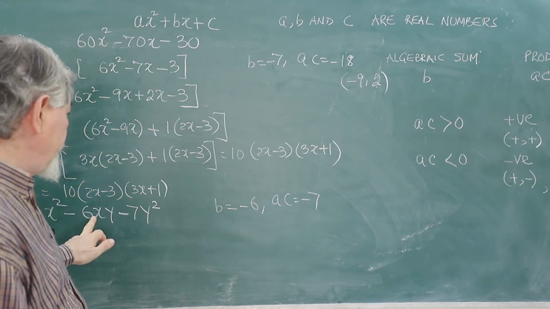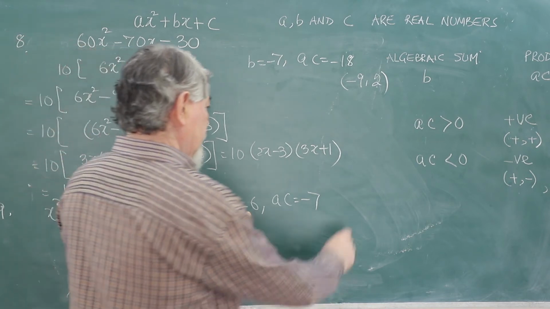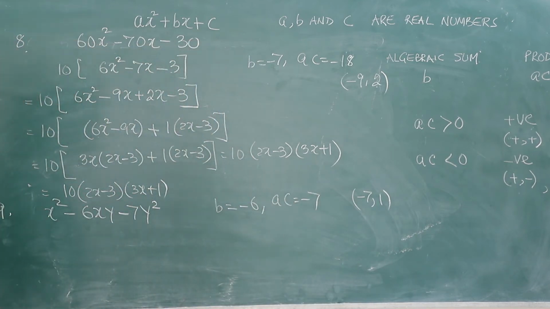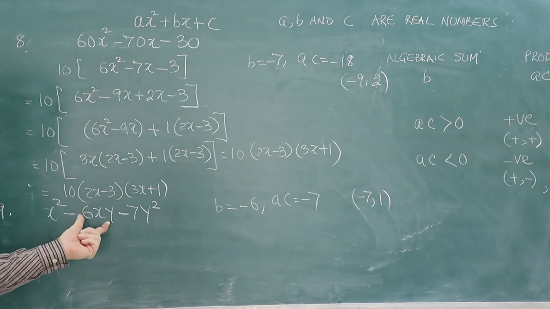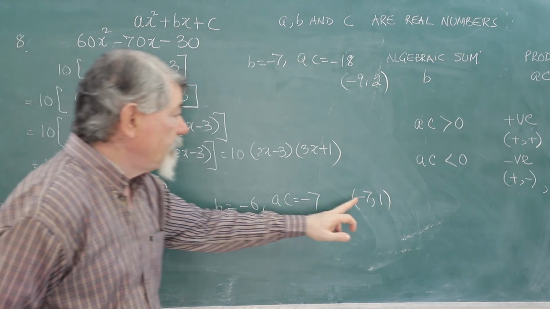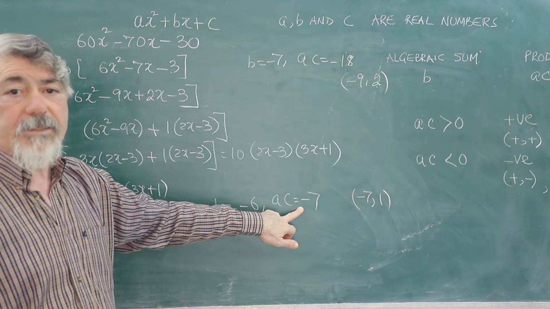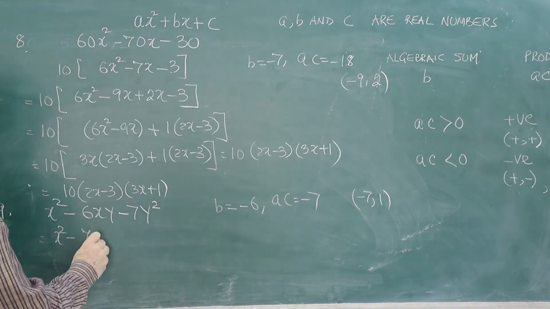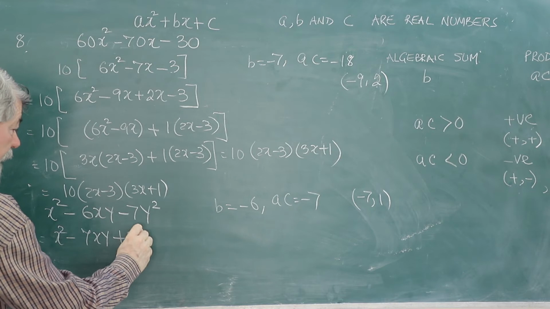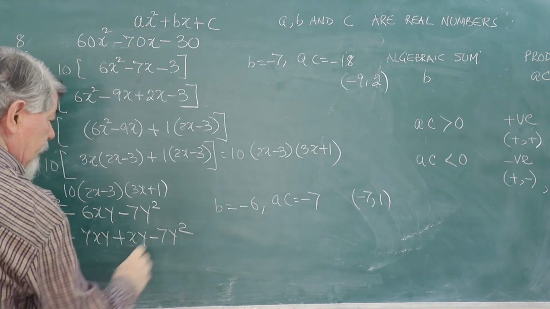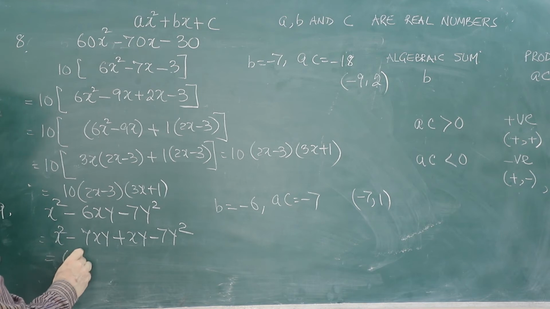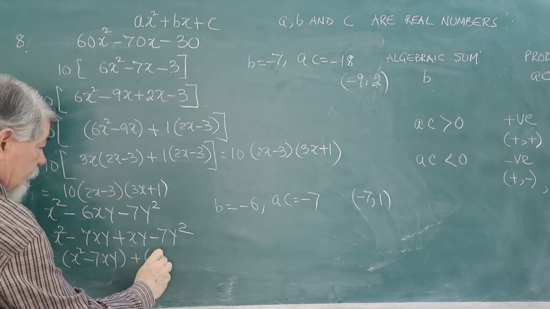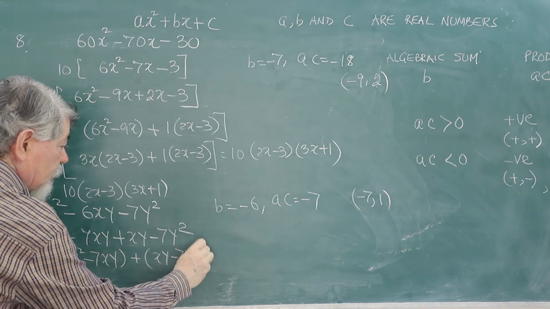Now I want to get minus 6, so I can write minus 7 and 1. Why did I pick minus 7 and 1? Because minus 7 plus 1 will give me minus 6, and when I multiply minus 7 and 1, I'll get minus 7. So it will be x² - 7xy + xy - 7y². Make the pairs.